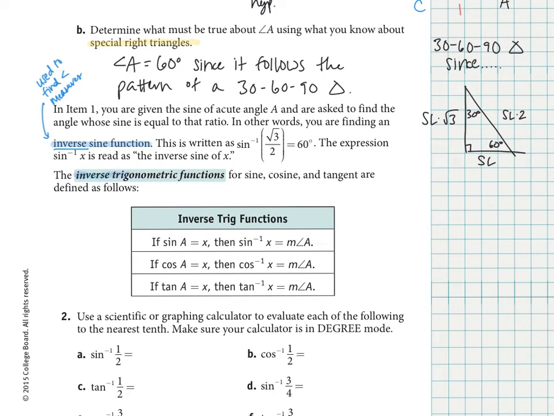So now it says the inverse trigonometric functions for sine, cosine, and tangent are defined as the following. Let's say we have sine of A equals x, right? A is our angle, and x is our ratio. Then we can do the inverse sine of x to give us the angle measurement A. Just like we did with sine, we can do it with cosine and tangent. If I take the inverse of the ratio they give us, x this time, so inverse cosine of x or inverse tangent of x, we can find the angle measure.